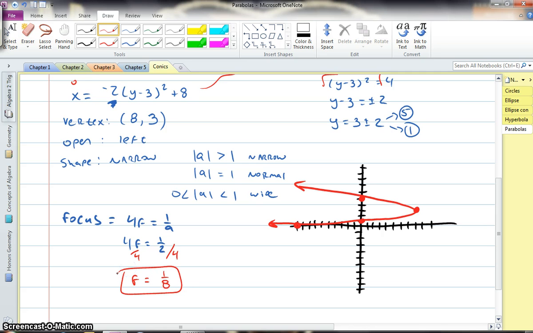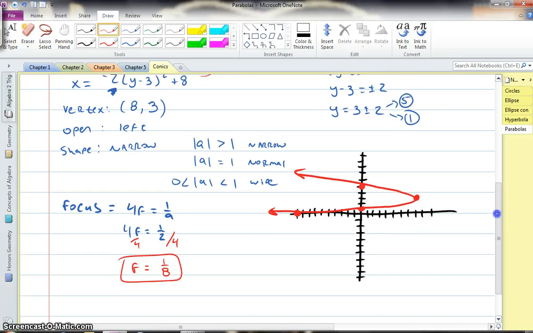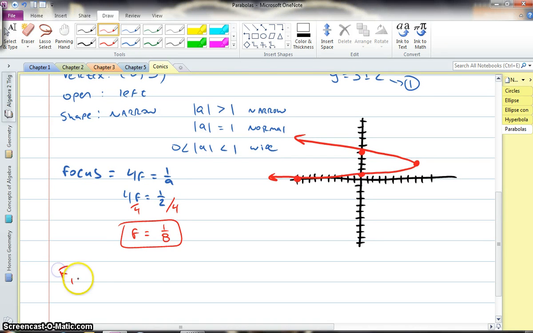Now, with that information, we're going to find two things. One is my foci, and it's a coordinate similar to what we did with ellipses and hyperbolas. Then my second piece is called the directrix.